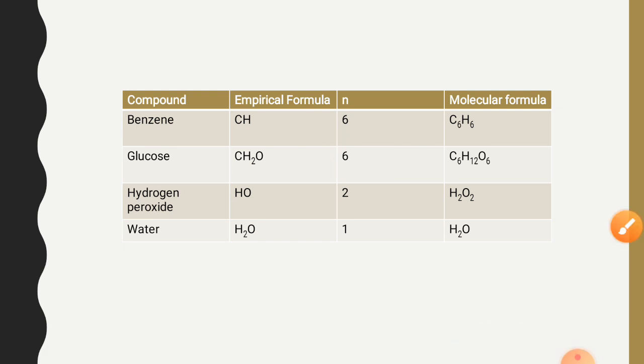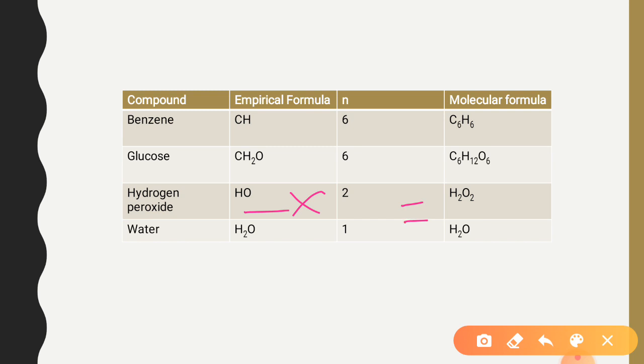Another example, hydrogen peroxide. Its empirical formula is HO, and n is equal to 2. If you multiply empirical formula with n, I am putting the sign of multiplication, then you will get H2O2, which is its molecular formula.